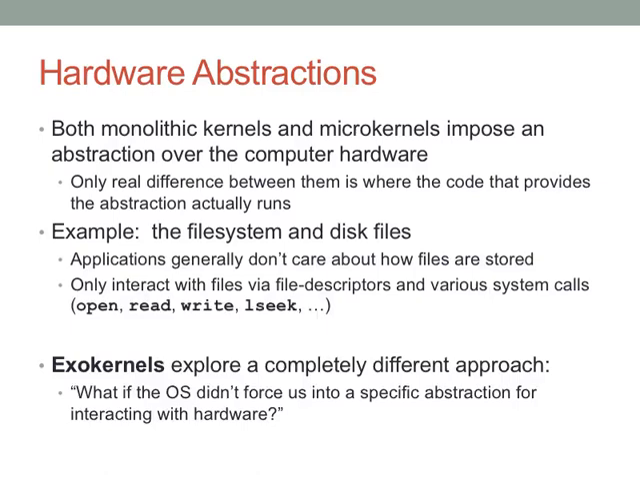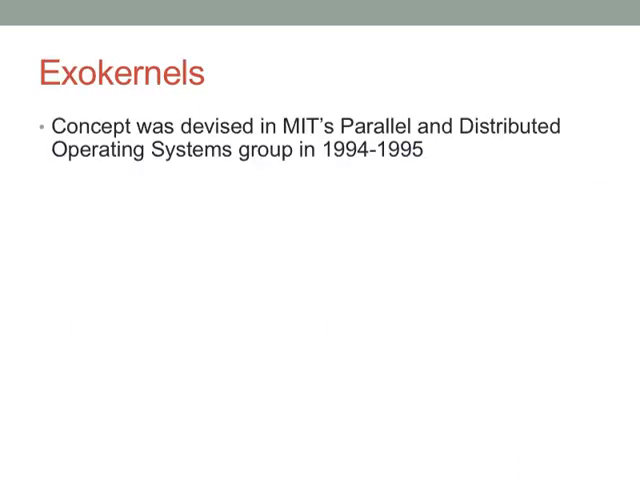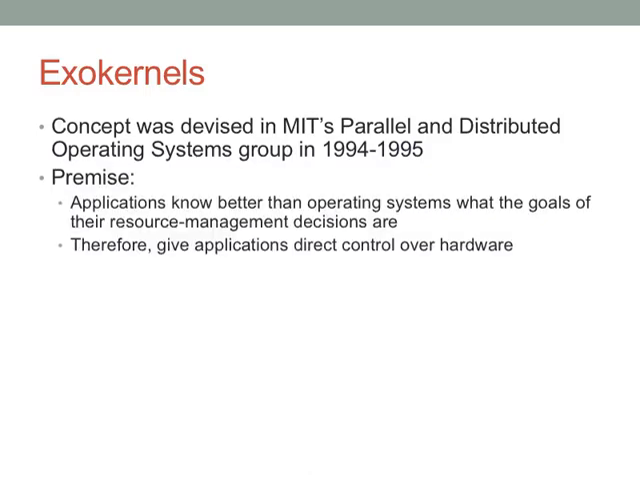So there's another design approach called an exokernel. Exokernels allow applications to decide how they want to interact with the hardware. So it answers the question, what if the OS didn't force us into a specific abstraction for interacting with hardware? Okay? So this idea came out of MIT, 1994. That's back when a young Donnie was getting ready to go to college. And the idea was that the application could make choices about how to manage hardware that might be better than the OS's choices. That was the whole idea.